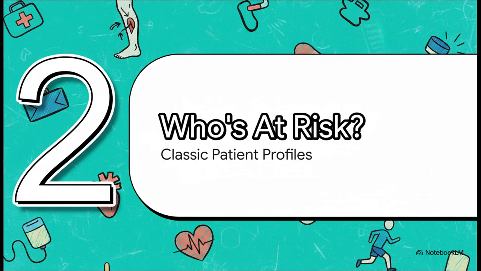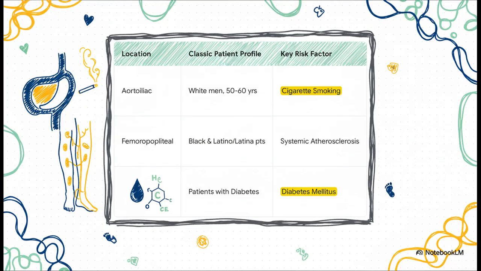Now let's talk about the drivers. Who gets these blockages and where do they get them? Because this is where the classic patient profiles come in, and you just know this stuff is going to be on the test. Okay, lean in for this, because this is pure gold for your boards. You see a question with a 55-year-old male smoker who's complaining of butt or thigh pain when he walks. Your brain should immediately scream aortoiliac disease.